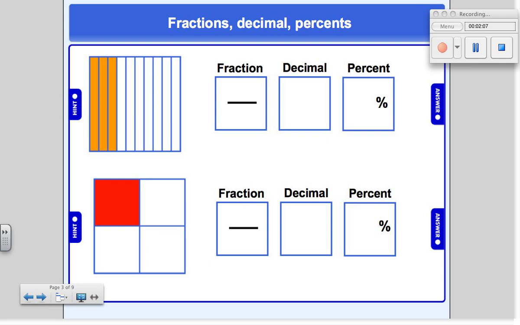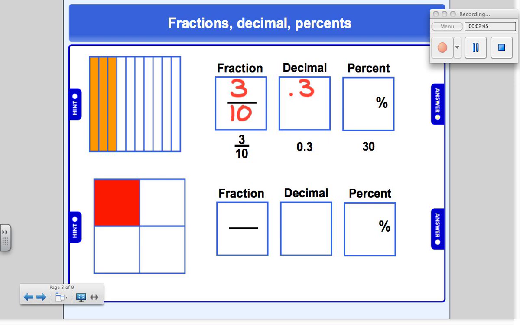Here we have, this is out of 10, the one in orange. There's 10 bars. 1, 2, 3, 4, 5, 6, 7, 8, 9, 10. 10 bars. So that's 3 out of the 10 are shaded. So that's 3/10. Written as a decimal is 0.3. Now as a percent, this would be a little different. Okay? The percent would be written as 30%.